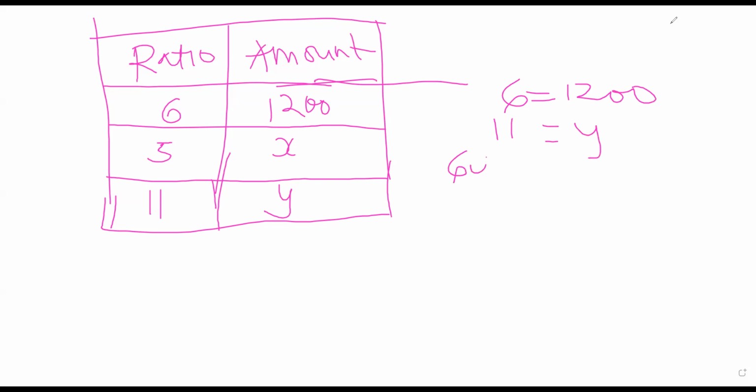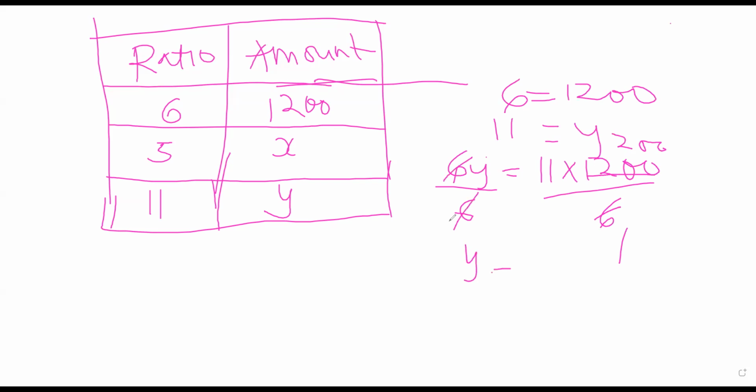Right from here, I cross multiply, divide both sides by 6. This is 200. My y is 11 times 200, which is 2,200. It's important to leave your answer in two decimal places. The next part of the question was asking for William's share.